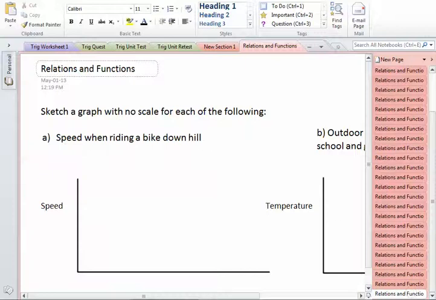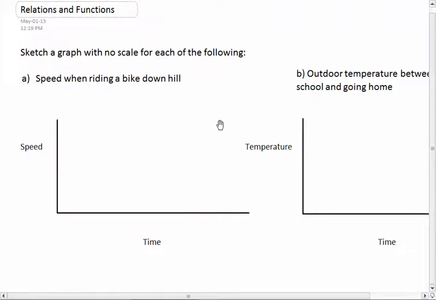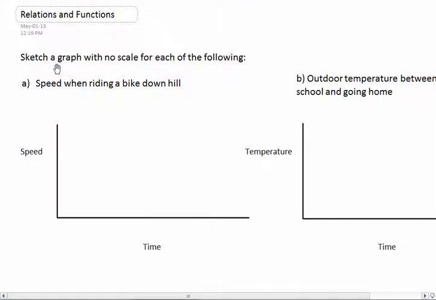So let's take a look at our next one. This is the last one for today. Okay, relations and functions. Sketch a graph with no scale for each of the following. Scale here is we're just talking about speed and time. It doesn't matter what their numbers are. We're just going to talk about the general shape.